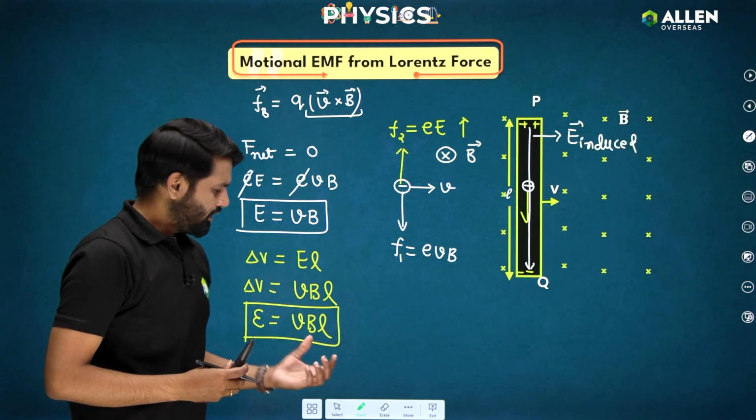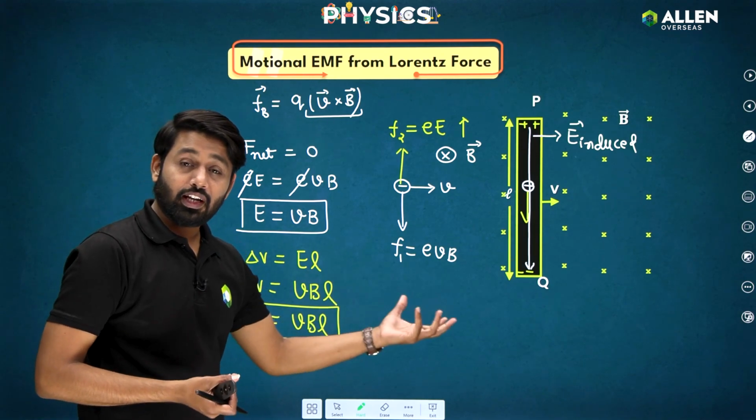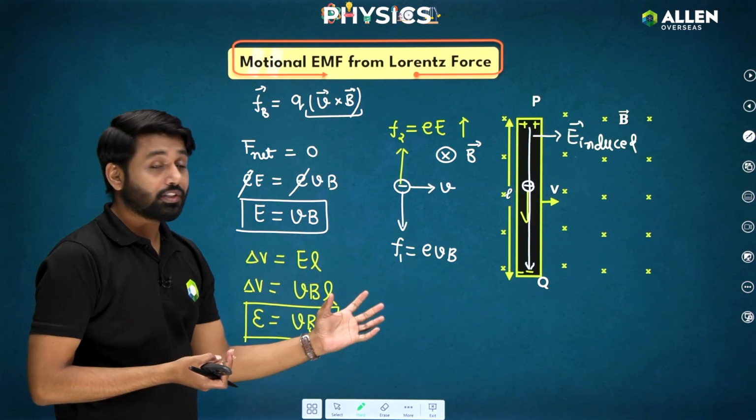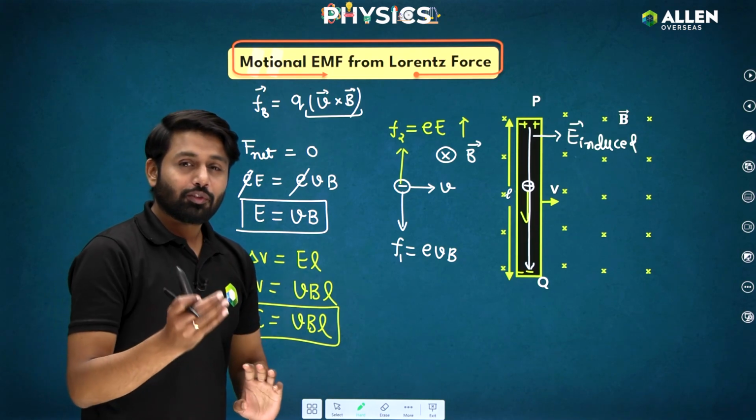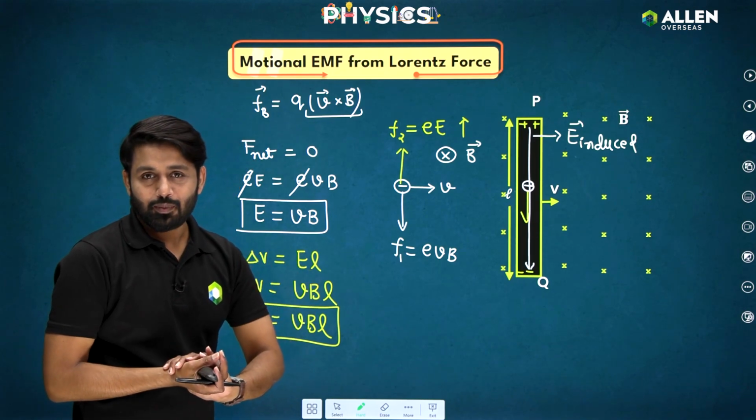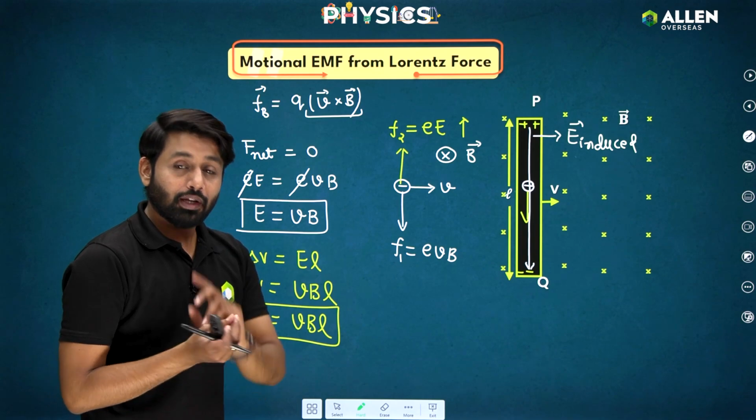So this is the magnitude of your induced EMF in the rod. You can say, sir, we already derived this formula, why are you deriving it again? Because by this derivation, by the Lorentz force, you can find the direction of the induced EMF, meaning the polarity. How? By V cross B.